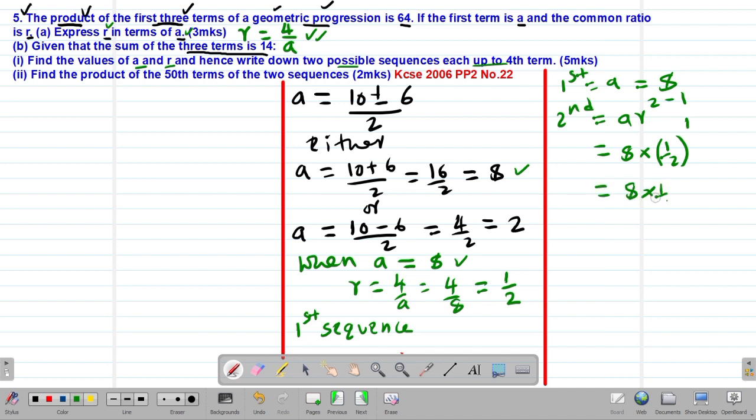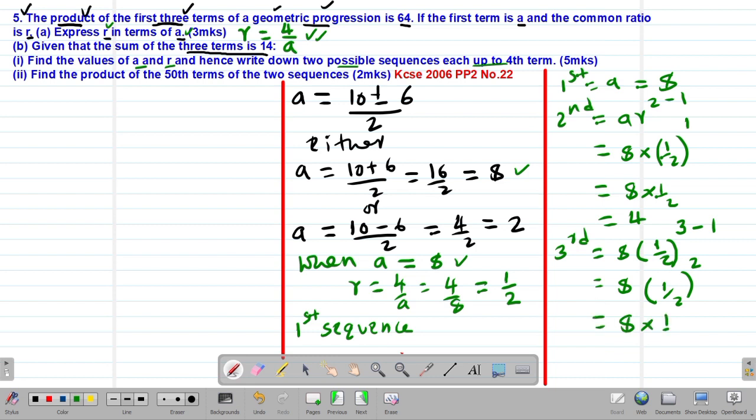Then, of course, multiplied by a half, which will give us 2 into 8. That is positive 4. Then the third term of this particular sequence will be ar to the power of 3 minus 1. So our a is 8. Then a into r, our common ratio is a half, then to the power of 3 minus 1. So this will give us 8 into a half to the power of 3 minus 1, which is 2. So this one means 8 multiplied by 1 squared will get 1, 2 squared will get 4. So 8 over 4, we are going to get a positive 2.